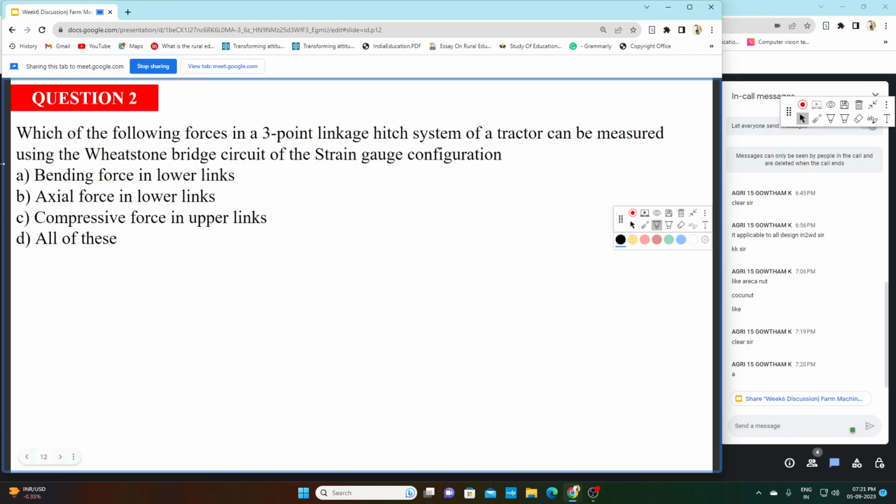Which of the following forces in the 3-point linkage hitch system of a tractor can be measured using the Wheatstone bridge circuit of the strain gauge configuration? A, bending force in lower links; B, axial forces in lower links; C, compressive force in upper link; and D, all of these. So any guesses for this? Yes, D is the right answer.